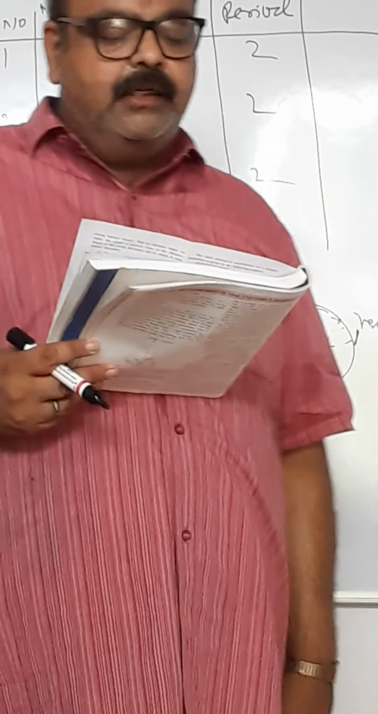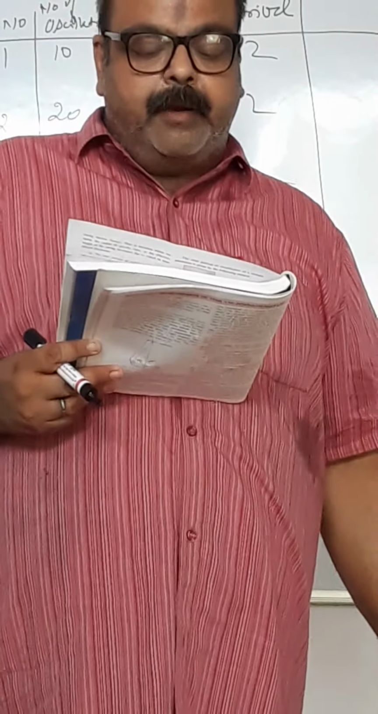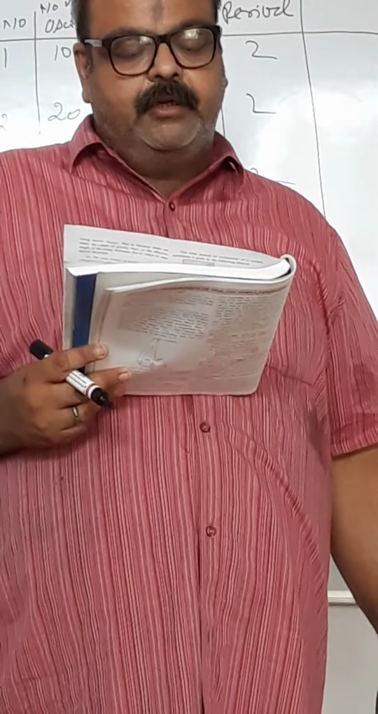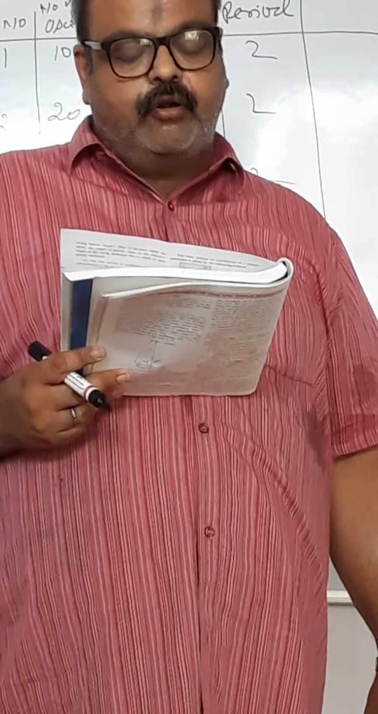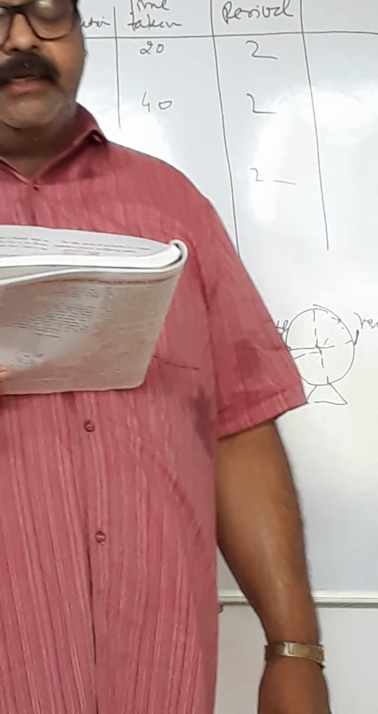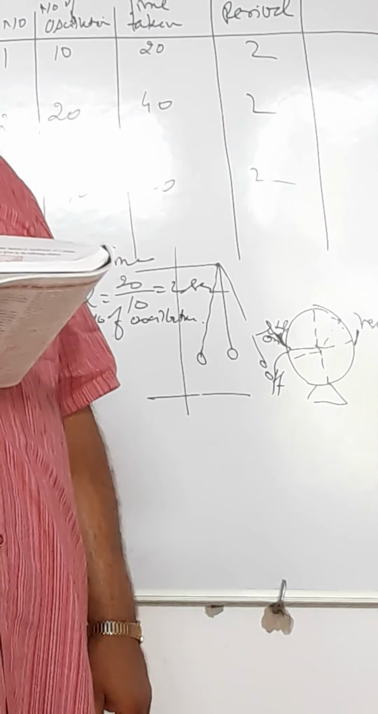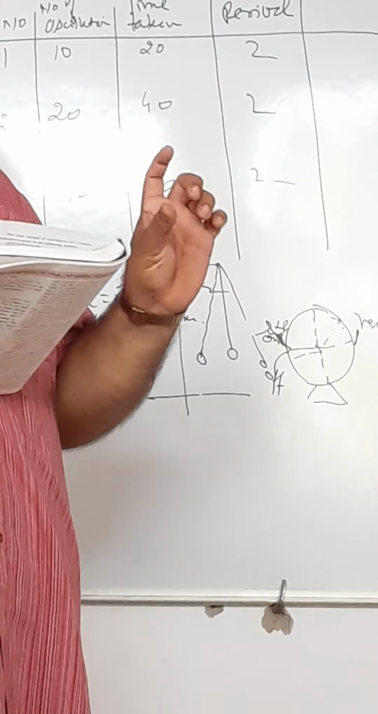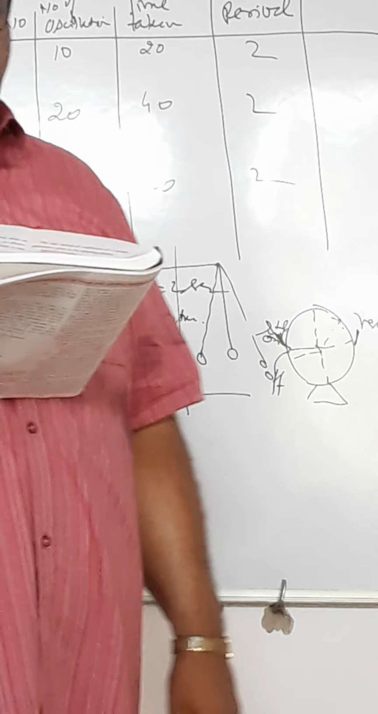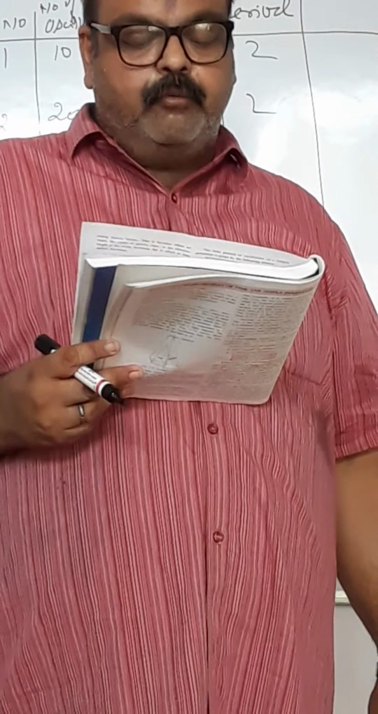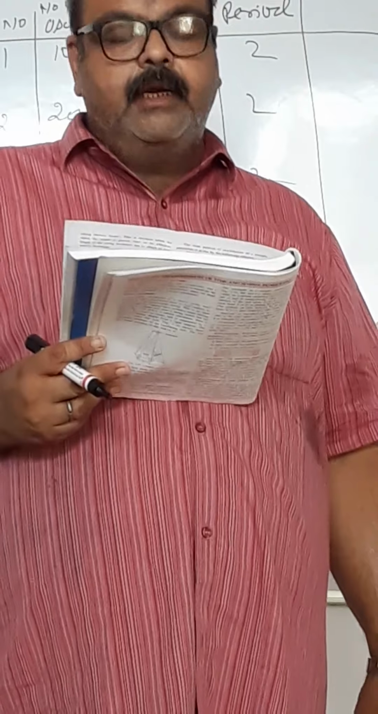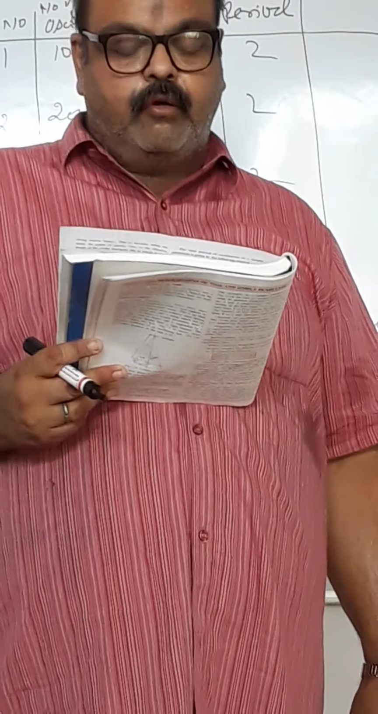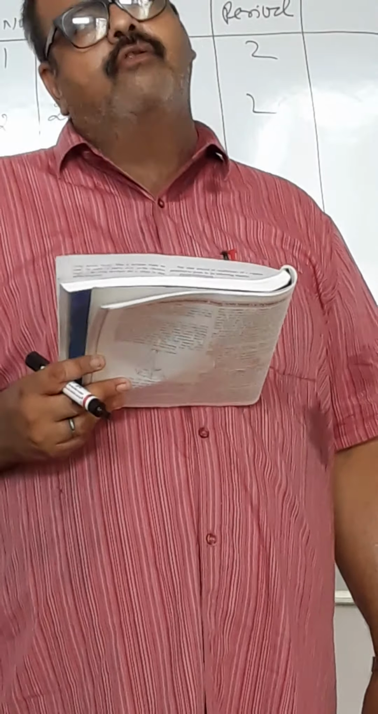So underline this: when the length of the pendulum is made 4 times, the period gets double. Now it takes twice the time to complete one oscillation. Thus the time period is directly proportional to the square root of the length. Underline this whole paragraph. The experiment will be shown in the lab. The square of the time period is directly proportional to the length of the pendulum, or L upon T square is always constant.